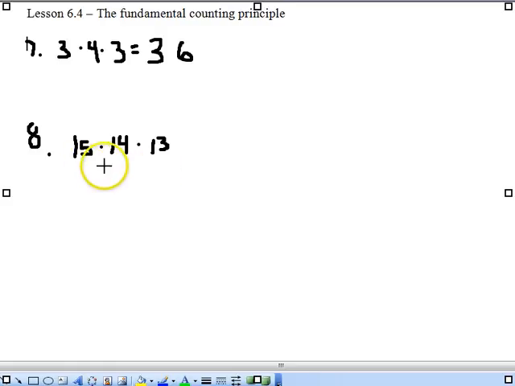So now you have your president, your vice president, and your secretary. You multiply these numbers all together and you get 2,730. Okay, and that is how many ways that you can choose a class president, vice president, and a secretary from 15 different students. 2,730 ways of choosing.